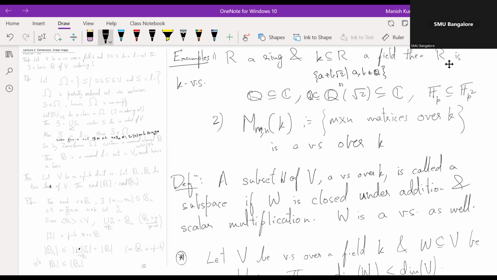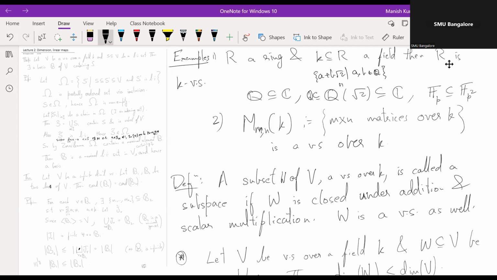So C is also a vector space over Q square root 2, and Q square root 2 itself is a vector space over Q. So of course, is C a finite dimensional vector space over Q? No, right? Because C has cardinality uncountable, and Q is countable. So if you have a finite dimensional vector space over Q, it better be countable.